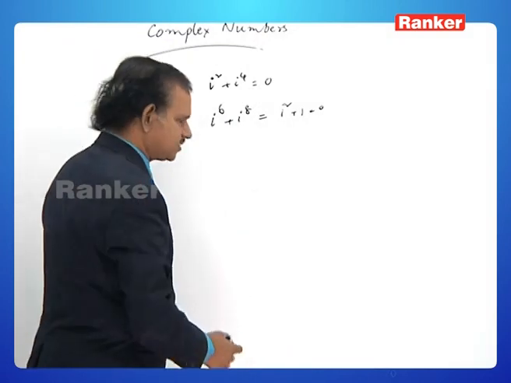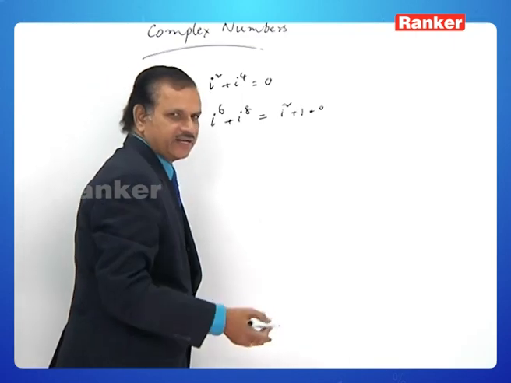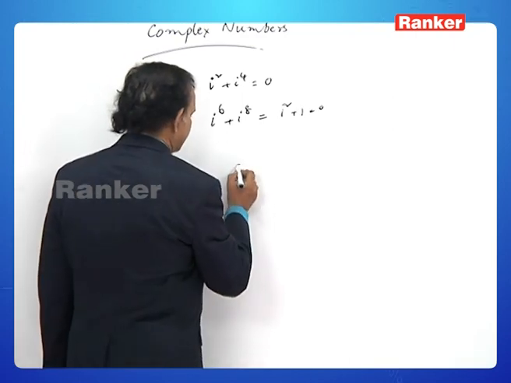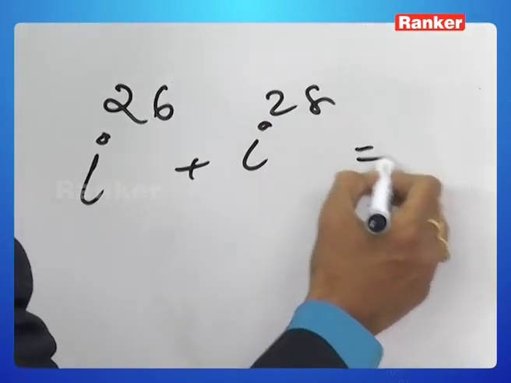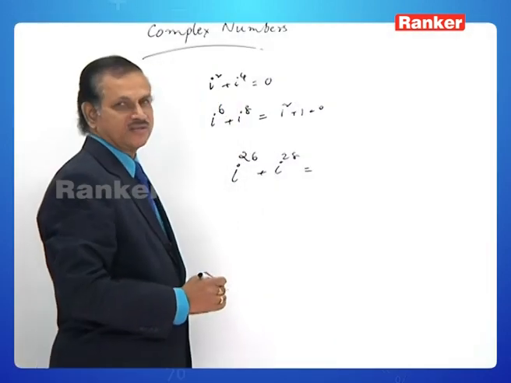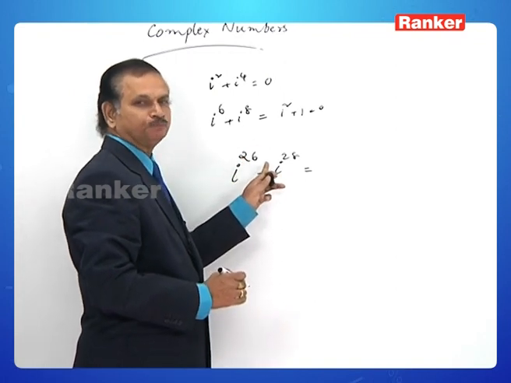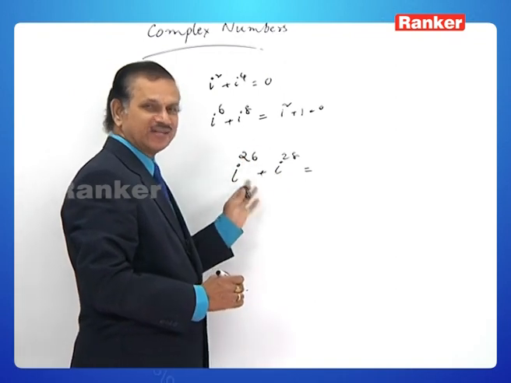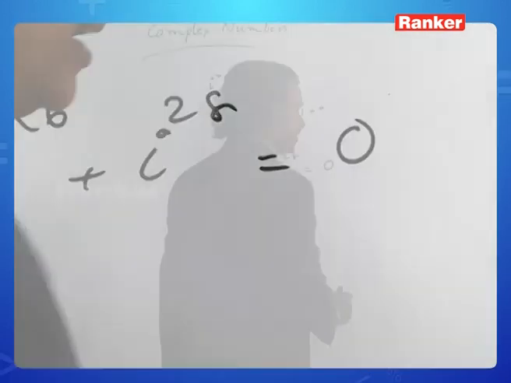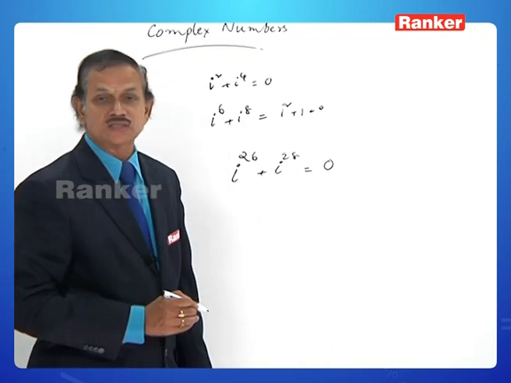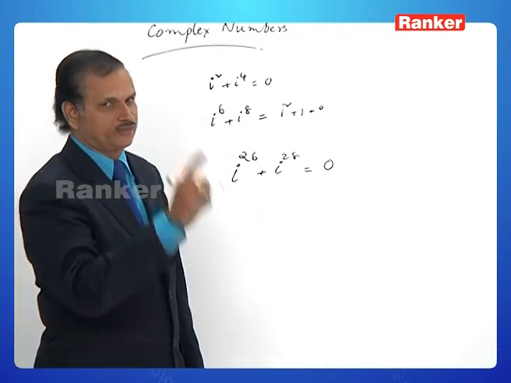You take any two successive even integral powers, that is i to the power of 26 plus i to the power of 28. How can it be? What is i power 26? 6 4s are 24, 24 plus 2. So i power 24 into i square is i square. This is minus 1, this is plus 1, 0. What do you say? Any two successive even integral powers of i sum to 0.